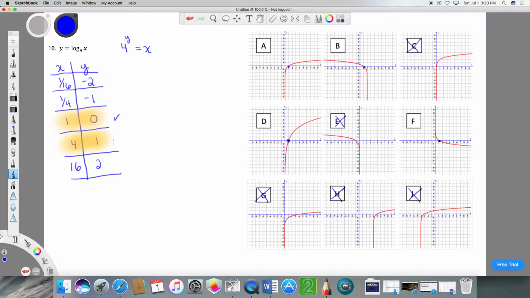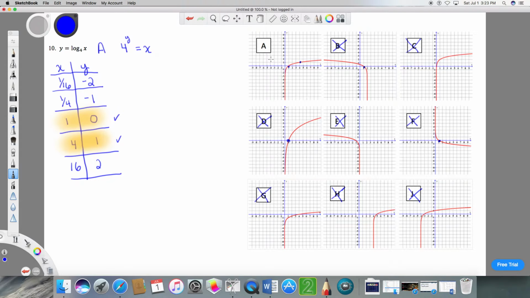So let's come over and take a look at this second point, (4, 1), and see if that will whittle it down further. So (4, 1): A passes through (4, 1), but B does not pass through (4, 1). D does not pass through (4, 1). F does not pass through the point (4, 1). And so that means that for number 10, our choice is A, and this is going to be our parent function, and we're going to use this to help us answer the remaining problems.